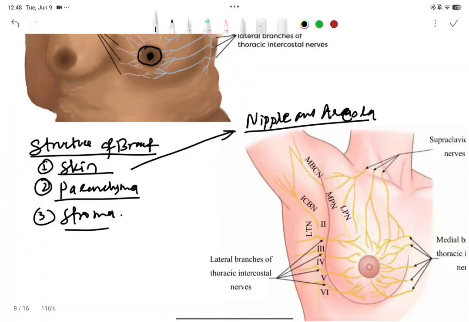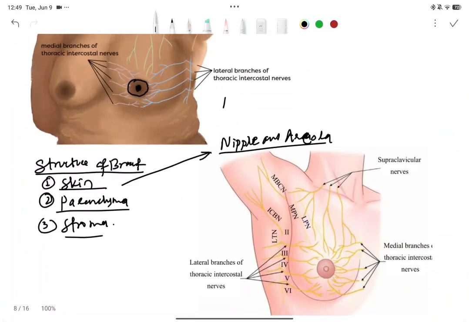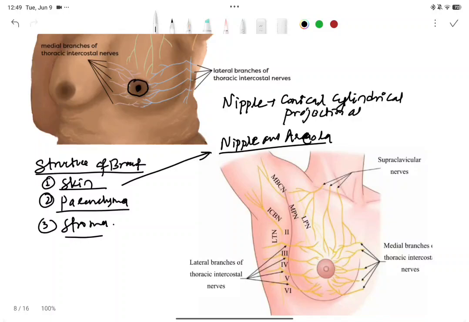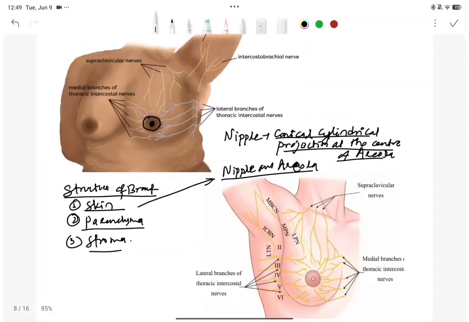The nipple is a conical or cylindrical projection at the center of the areola. And the areola is the pigmented part.